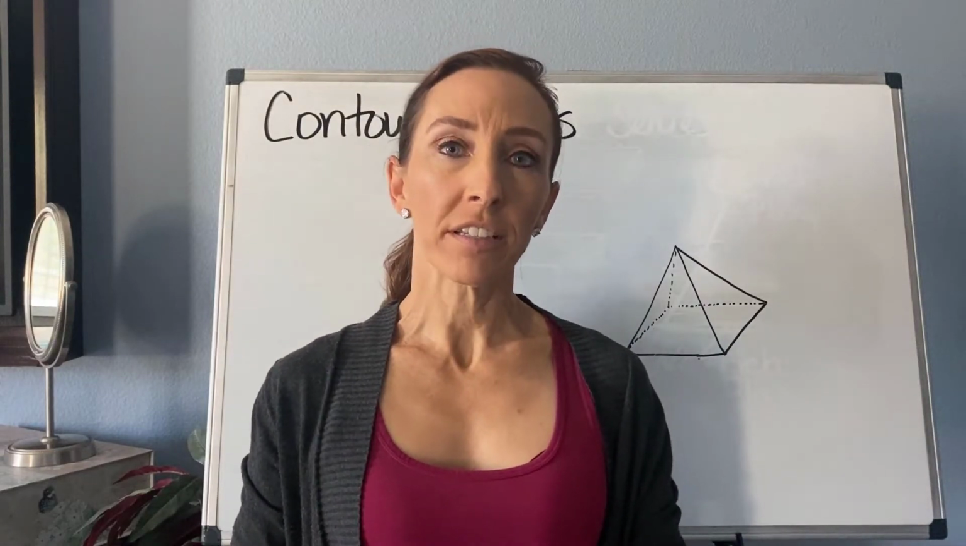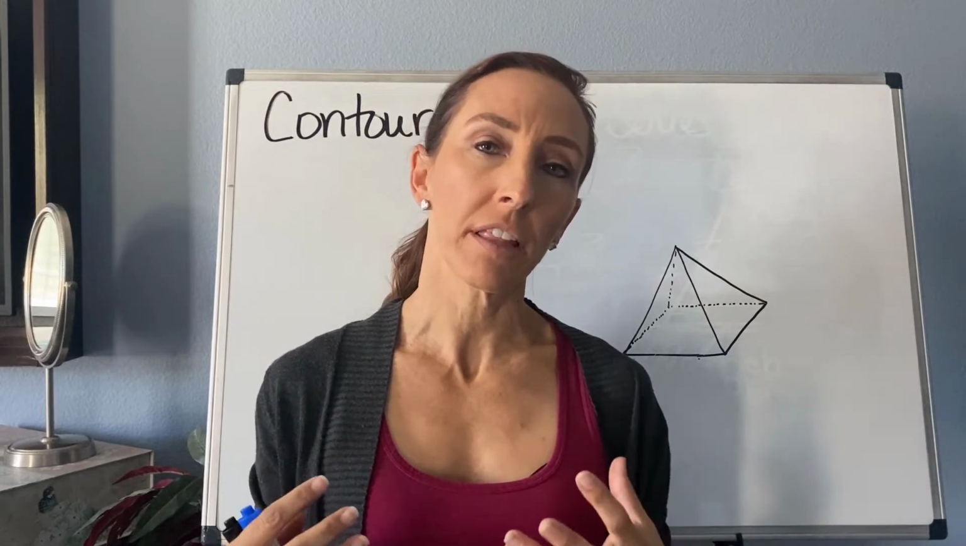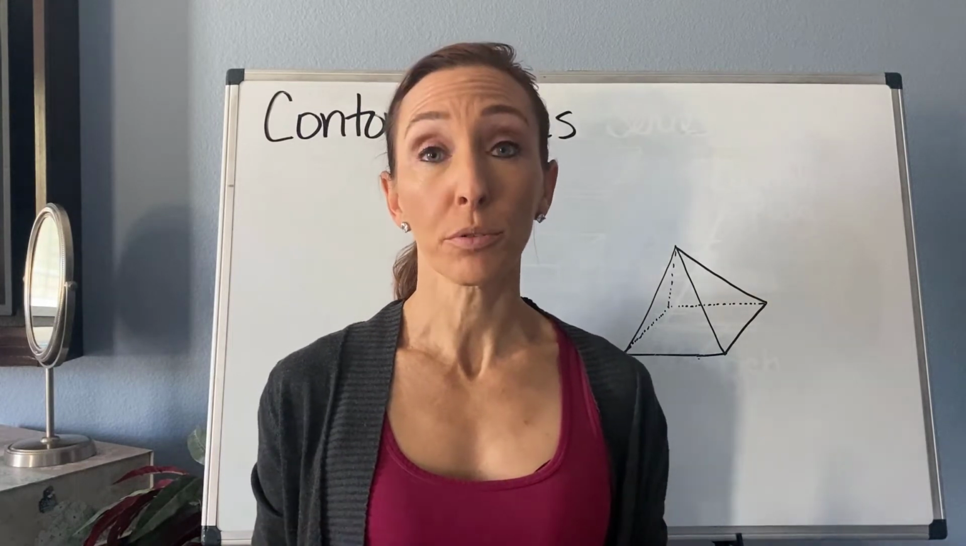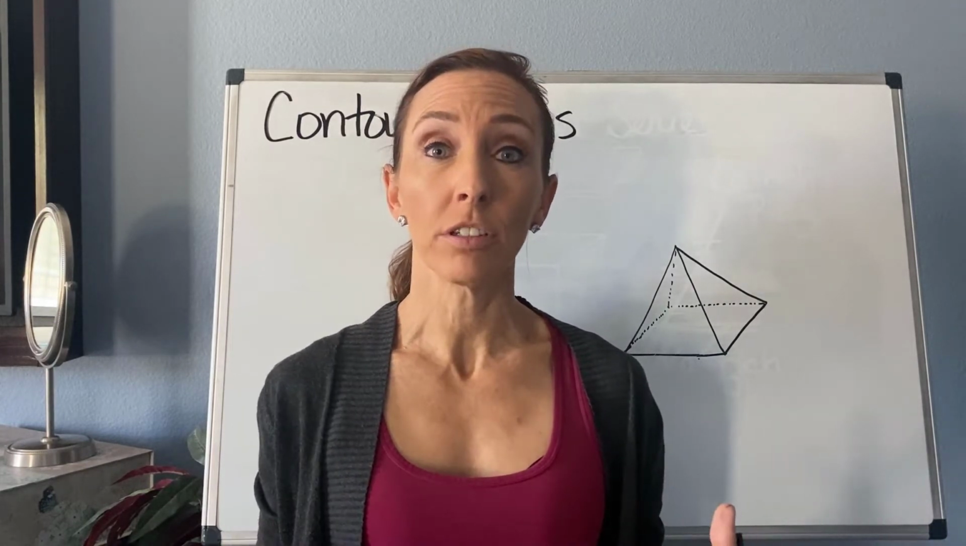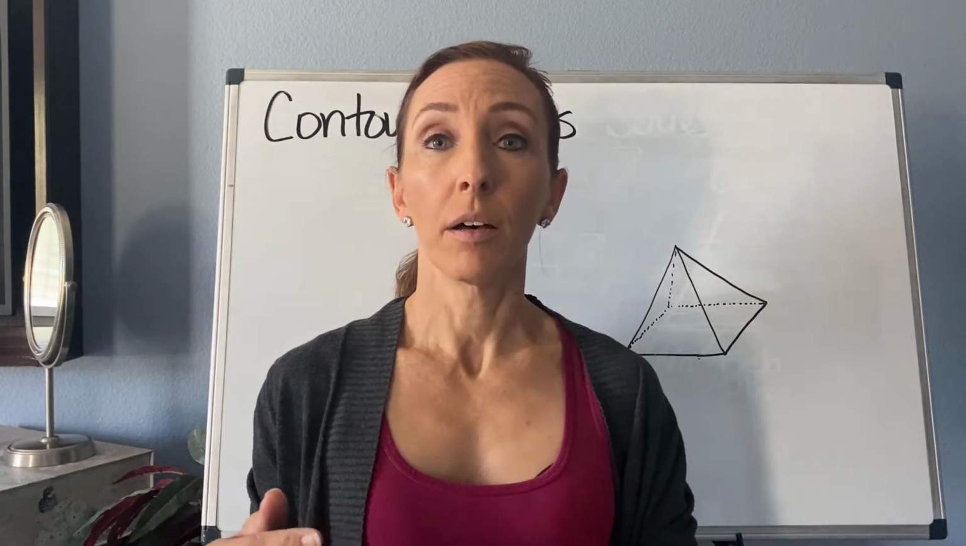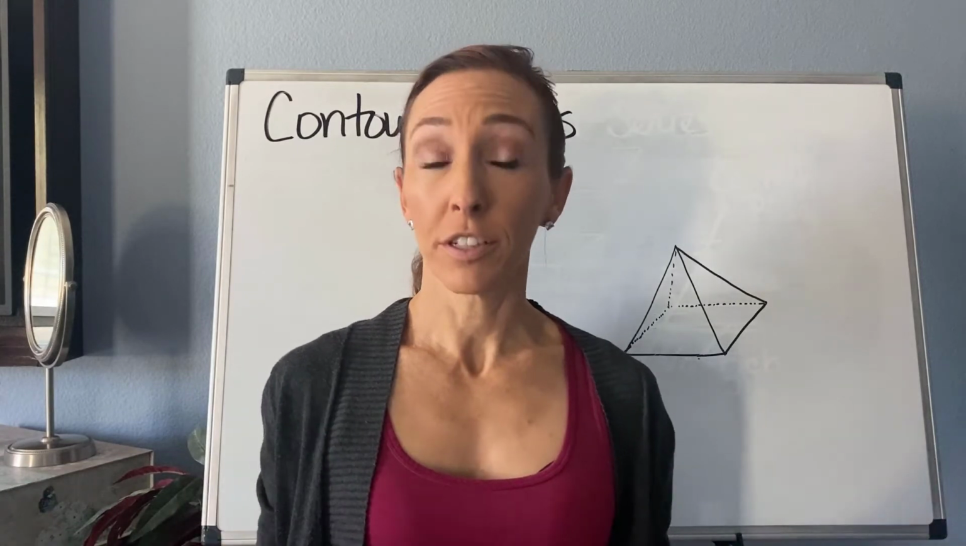I wanted to take a moment to talk about contour lines. When learning about topographic maps, it's probably one of the things that students have the most difficult time visualizing, how that works. We know that a contour line is a line of equal elevation. If you were to walk along the shoreline of the ocean, you would be at sea level. That's considered the 0-foot contour.